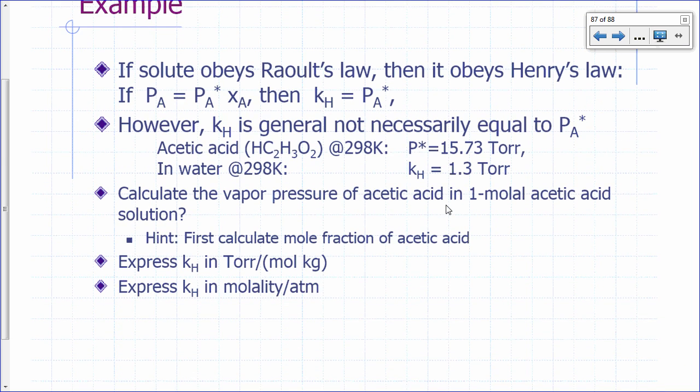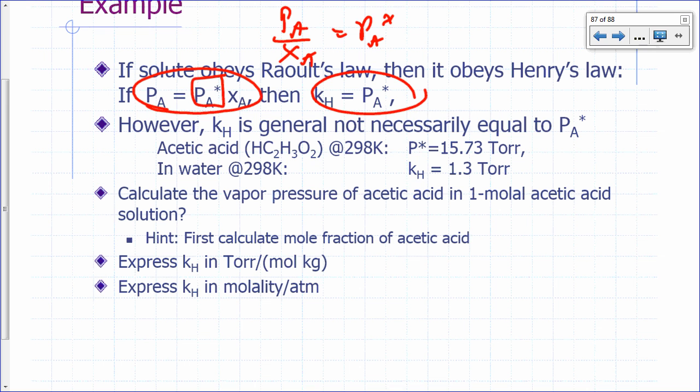Now, if a solute obeys Raoult's law, then automatically it obeys Henry's law. Why is that? Raoult's law, remember, says PA is equal to PA star times XA, right? So we can identify PA over XA as just PA star. So that means our Henry's law constant in this case is just the vapor pressure of pure A.